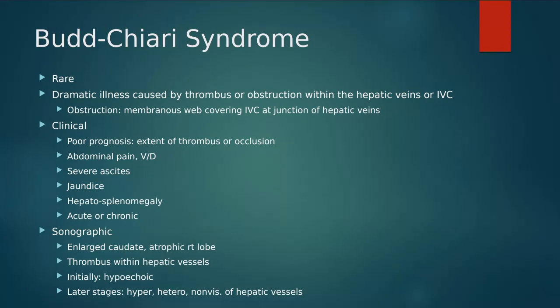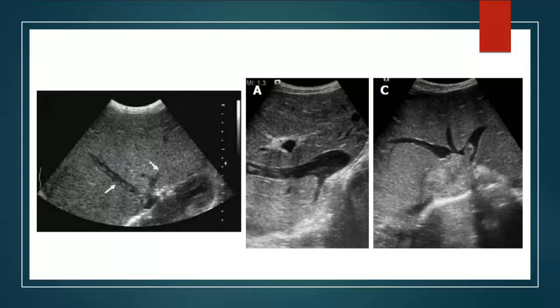Because they're sitting in a vessel. Vessels are anechoic, they're fluid filled. So you're going to be looking for a hypoechoic mass in an anechoic structure. But as that blood gets older, as it coagulates more, it's going to become more hyperechoic, and it's going to look like it's filling in the hepatic vessels, making it harder to evaluate. So let's take a look at what this could potentially look like on ultrasound.